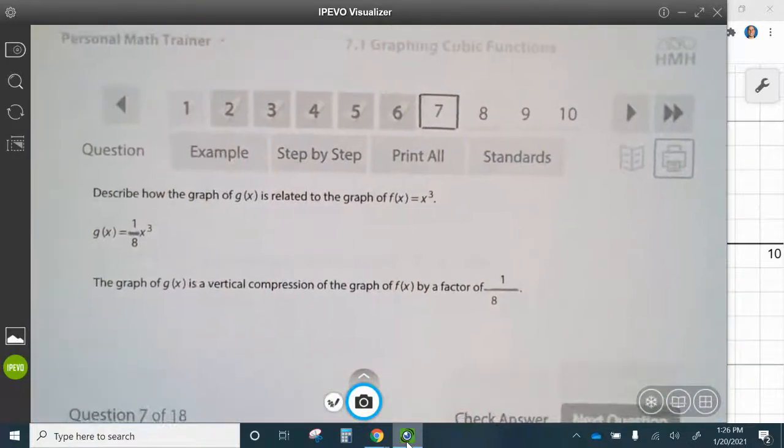Let's take a look at question number 7. Describe how the graph of g of x is related to the graph of f of x equals x cubed. G of x equals 1 divided by 8 x cubed. The graph of g of x is a vertical compression of the graph of f of x by a factor of 1 divided by 8.